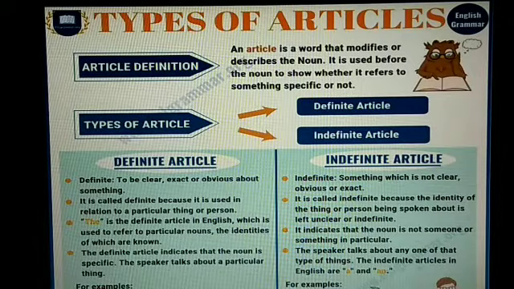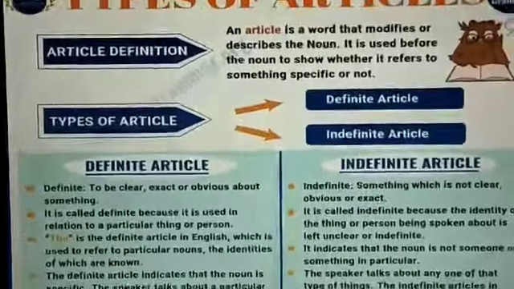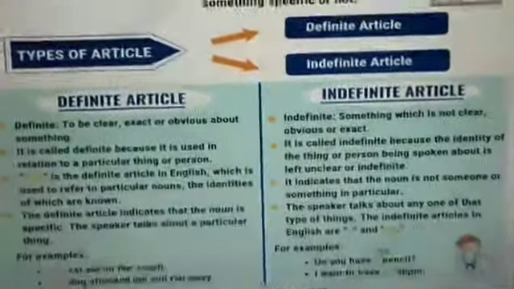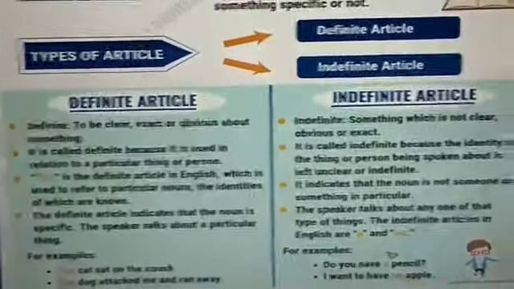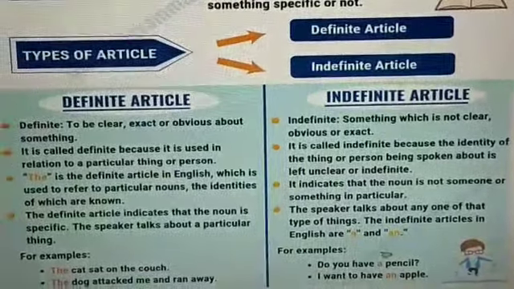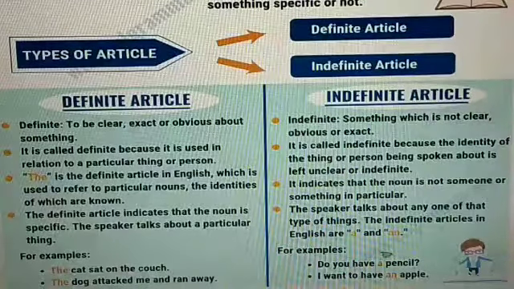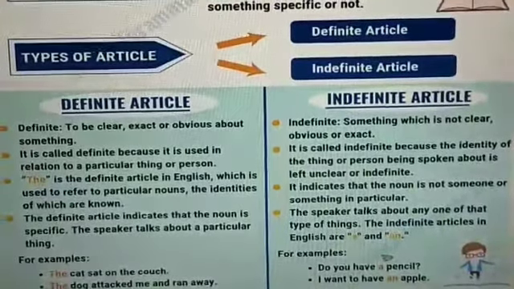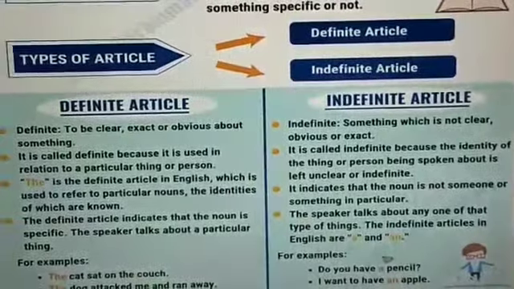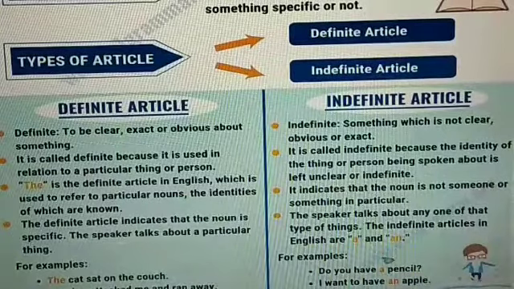Definite articles. Definite means to be clear, exact or obvious about something. It should be very, very clear. It is called definite because it is used in relation to a particular thing or person. "The" is the definite article in English which is used to refer to particular nouns, the identities of which are known. The definite article indicates that the noun is specific. The speaker talks about a particular thing only. For example, the cat sat on the couch. The next one: the dog attacked me and ran away.